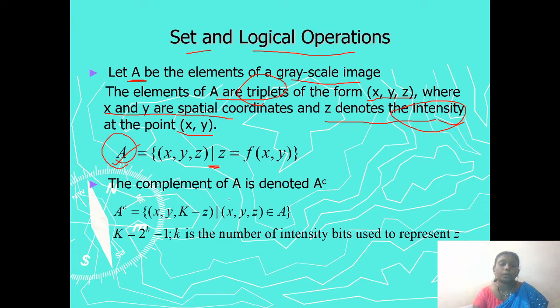Now the complement of A we can define as the set of x comma y comma k minus z, such that x comma y comma z belongs to A, and the value of k here is 2 power k minus 1, where k is the number of intensity bits used to represent the z intensity value.